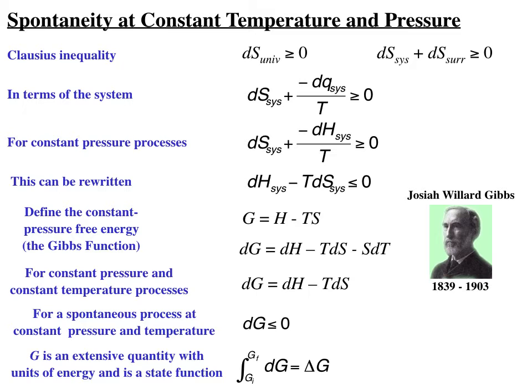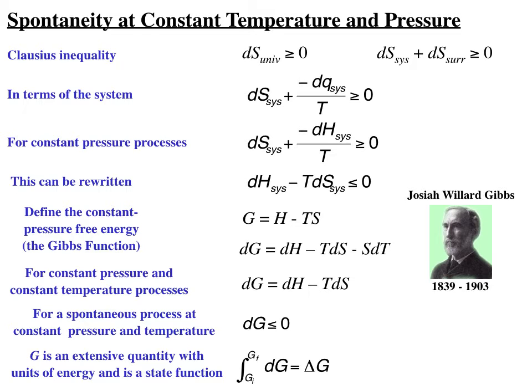So if instead, again, we begin with the Clausius inequality and we partition the universe into a system and surroundings, nothing different, then just as before, for the surroundings, we substitute minus dq of the system over T. And now, instead of looking at this from the constant volume perspective, I'll look at it from the constant pressure perspective. And the heat exchanged at constant pressure is the enthalpy of the system. So then I have the dS of the system plus a negative dH of the system over T must be greater than or equal to 0.